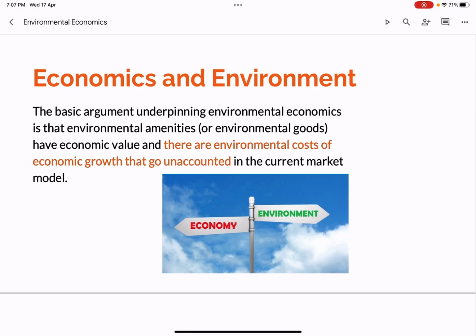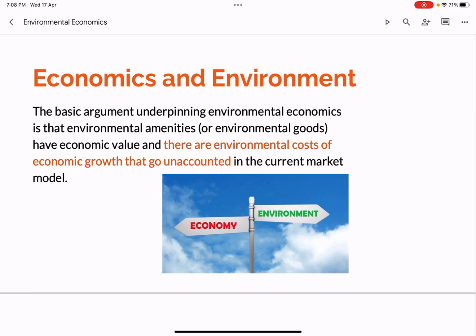So this is the basic argument, and this is also the reason why environmental economics is being criticized, because there is a school of thought which says that we need to look at the environment from a holistic or integrated perspective, and just thinking and putting a commercial value to the environmental good is not correct. Okay, so we'll look into these arguments in more detail as we proceed.